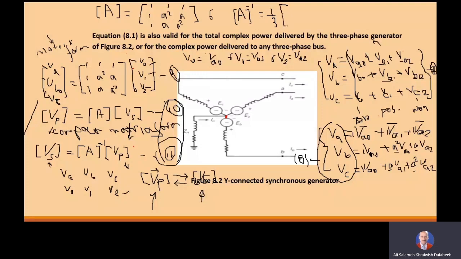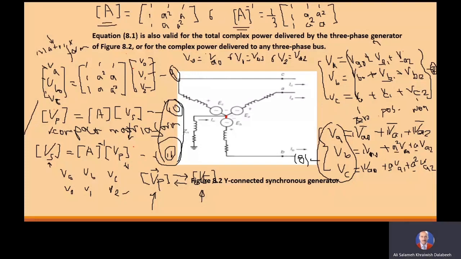1 divided by 3, with the matrix 1, 1, 1; 1, A, A square; 1, A square, A. These things should be understood by the student. The student must remember this.